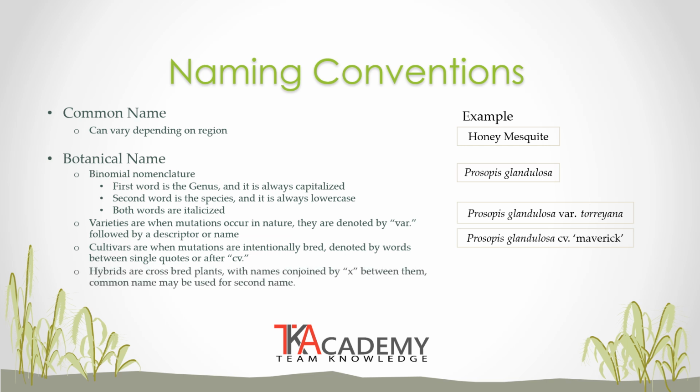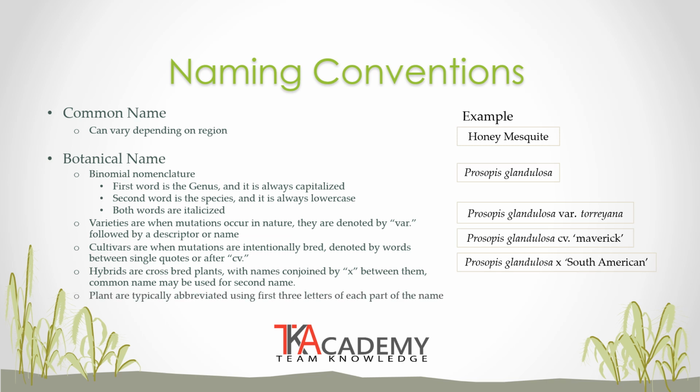Hybrids are crossbred plants with their names conjoined by X between the botanical names and the hybrid descriptor or name, which is designated by single quotation marks. The plant's common name is often used for hybrid names. Our example of the honey mesquite tree with a hybrid would be Prosopis glandulosa hybrid South American.